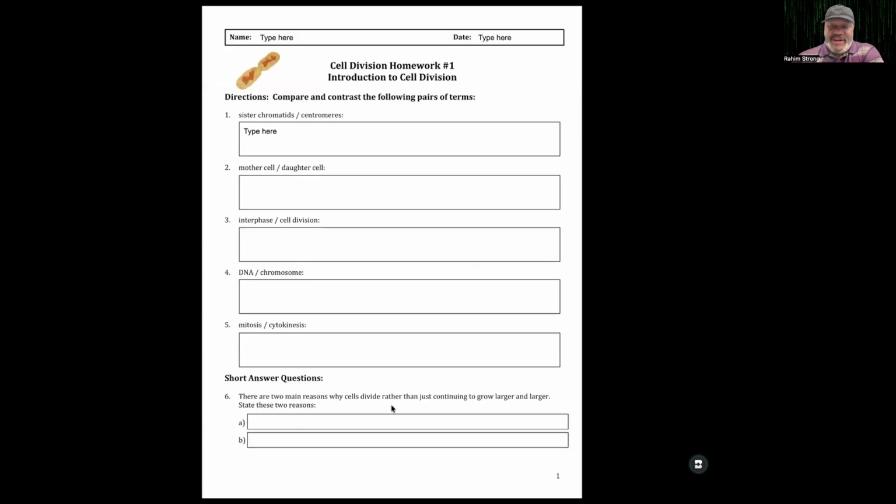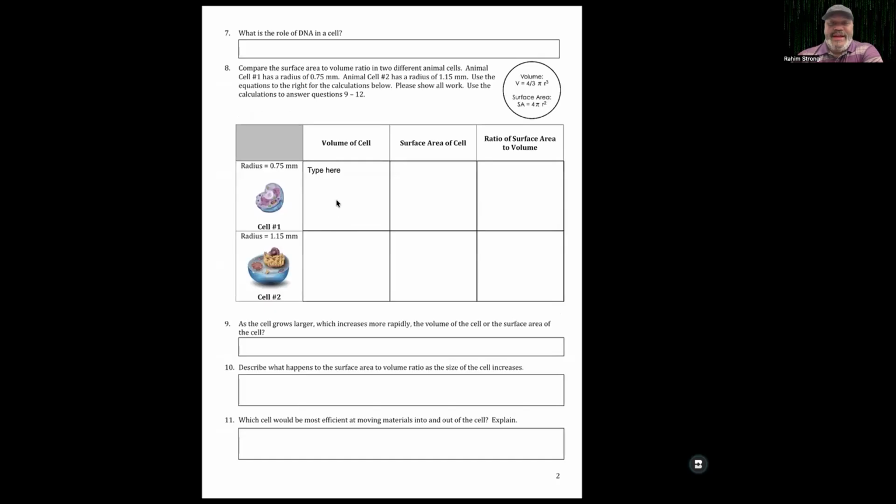There are two main reasons why cells divide rather than just continuing. You will find that in your notes, or it should be on the slideshow we did yesterday. Oh, there we go. All right.